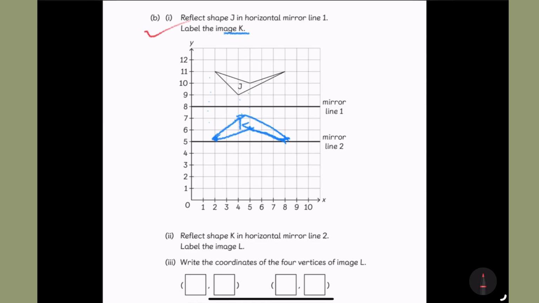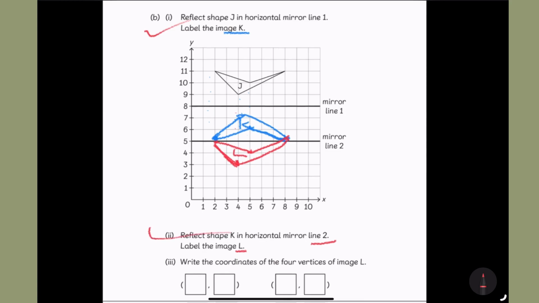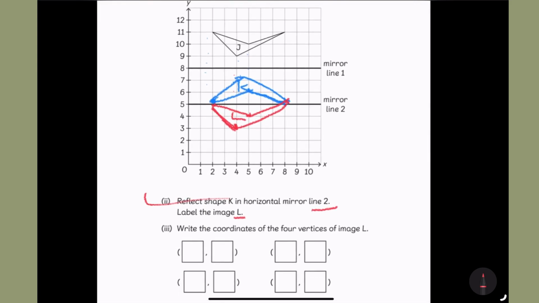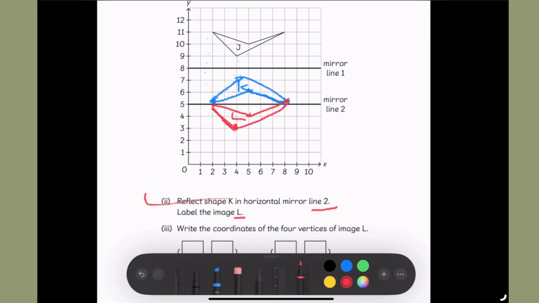Reflect K in horizontal mirror line 2 and label the image as L. Okay, so again we'll count. This is 1 unit. Then these both remain where they are. This dot 1, 2. So 1 and 2, right? Because this is already on the mirror line. So now this is what will be attaching. They're saying label the image as L. Check. My second question done. Now, write the coordinates of the 4 vertices of image L. Right? This last image that we saw, we have to write vertices for that.